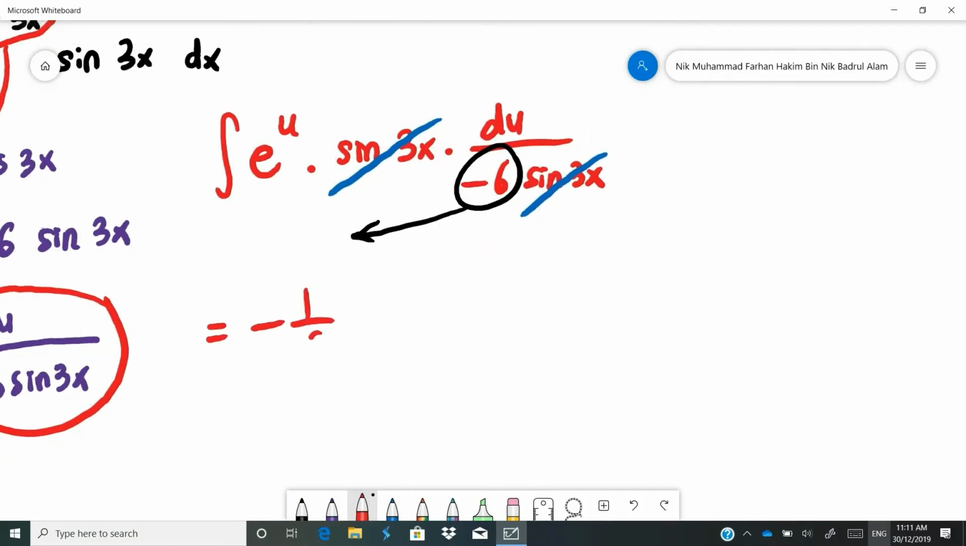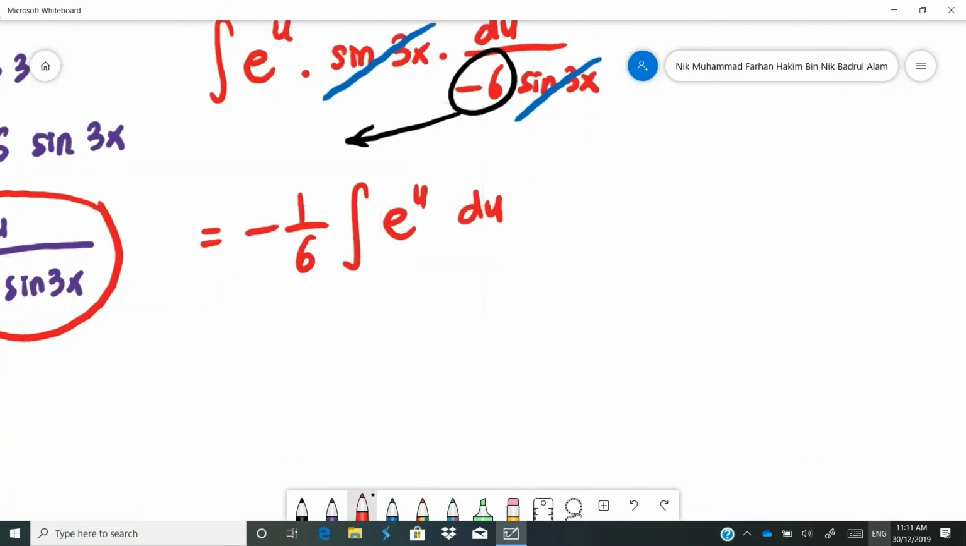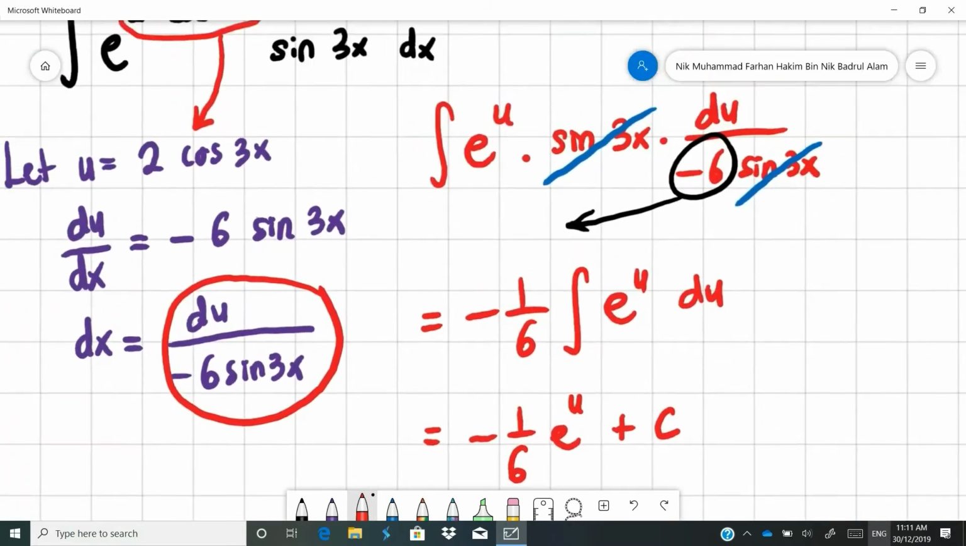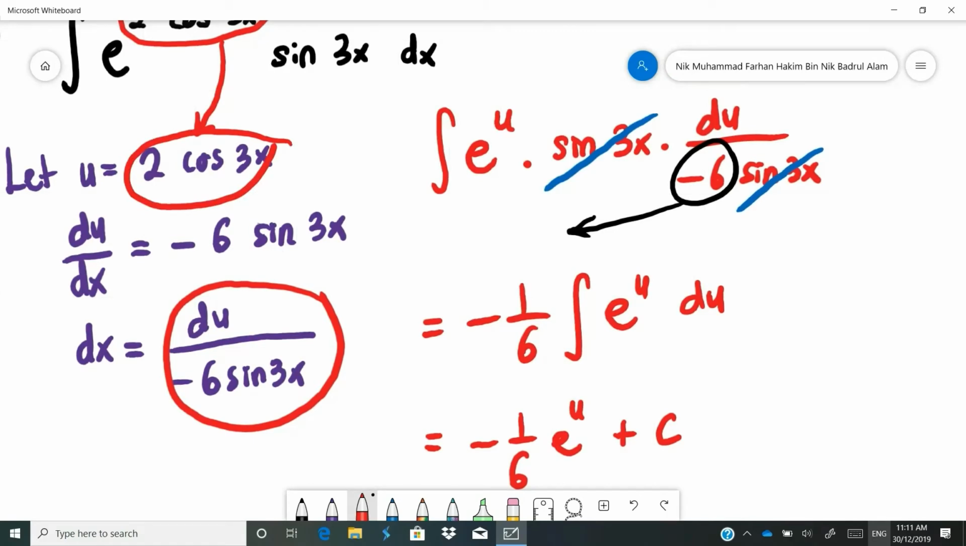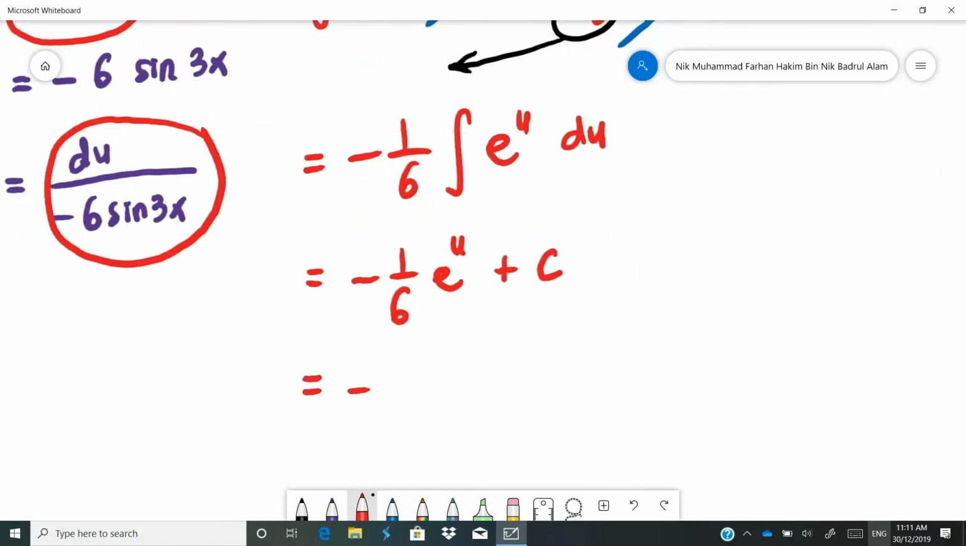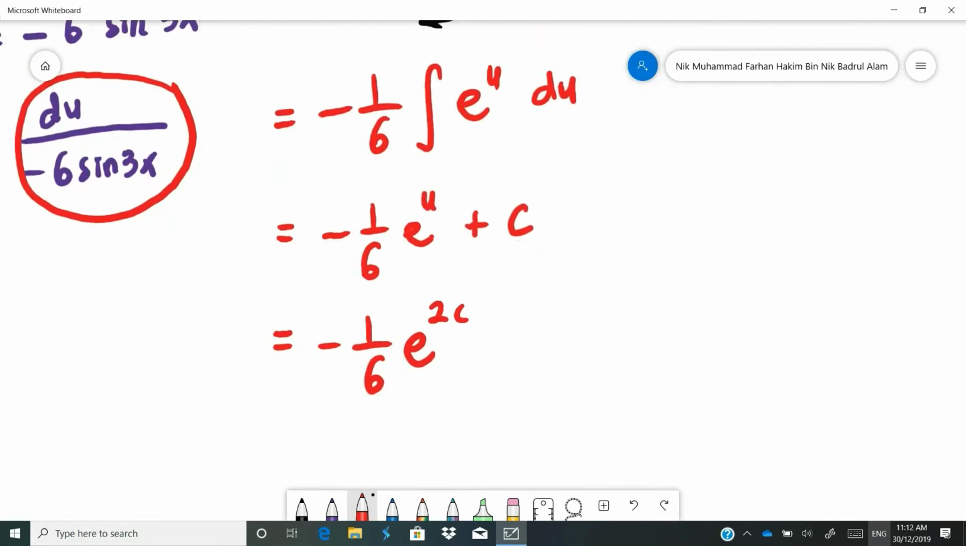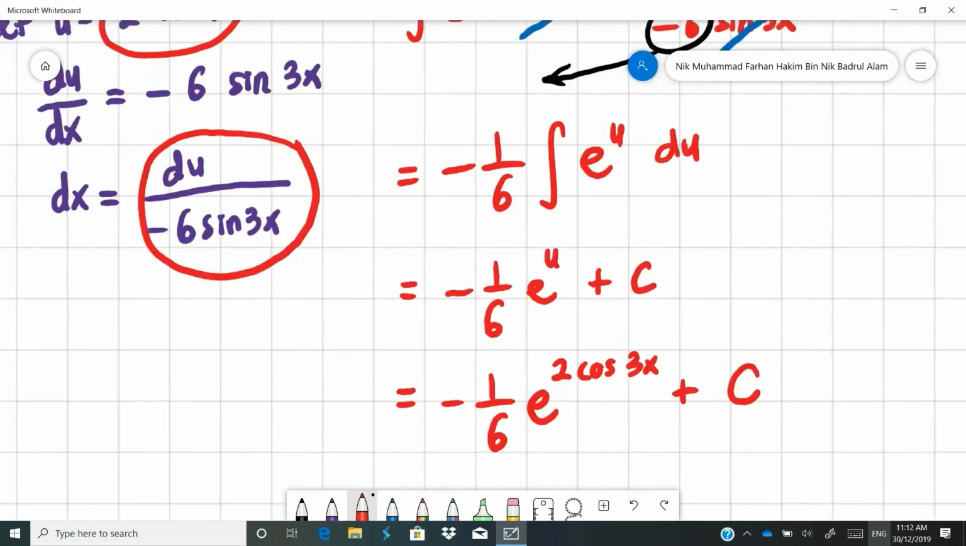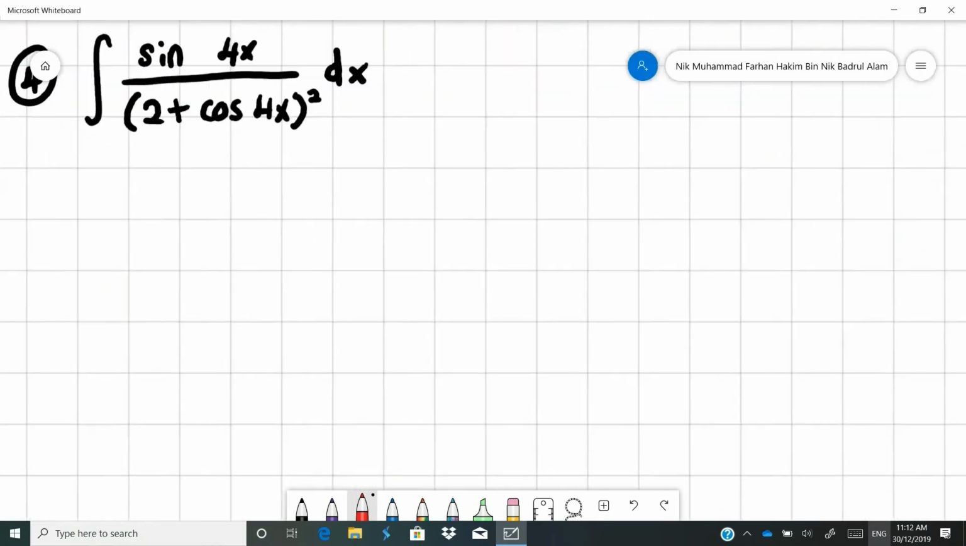So, negative 1 over 6 integrate of e^u du. So you know that when you try to integrate e^u, you still get e^u. So negative 1 over 6 e^u plus c. And then try to write back u as the 2 cos 3x here. So now you'll have something like negative 1 over 6 e to the power of 2 cos 3x plus c. So we are done with this example. Alright, let's move on to the fourth example.